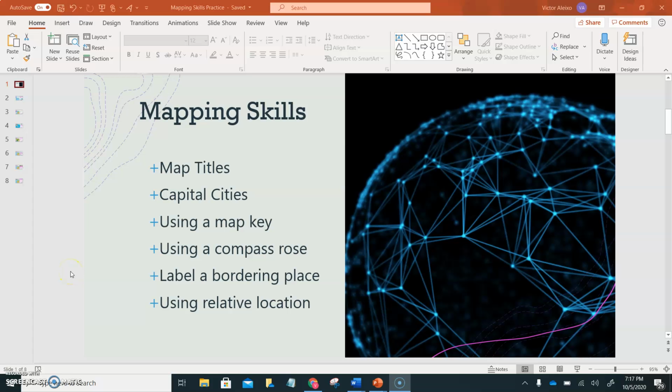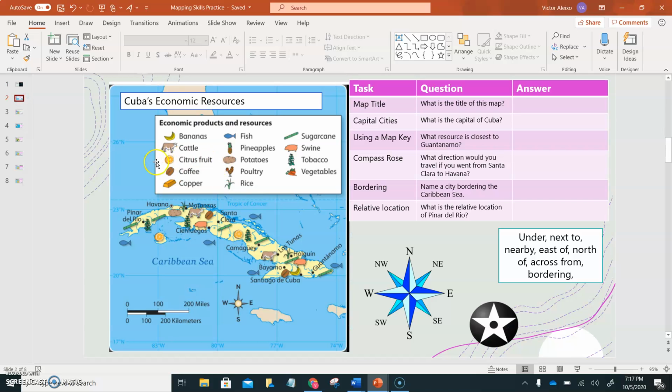Hi, this is Mr. Aleshu, and today I'm going to show you how to do the mapping quiz with the 6 mapping skills. We're going to practice doing map titles, capital cities, using the map key, using the compass rose, labeling and bordering a place, and using relative location. We'll use this map of Cuba as an example.